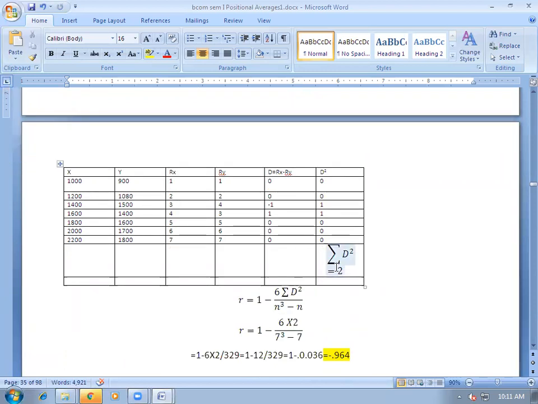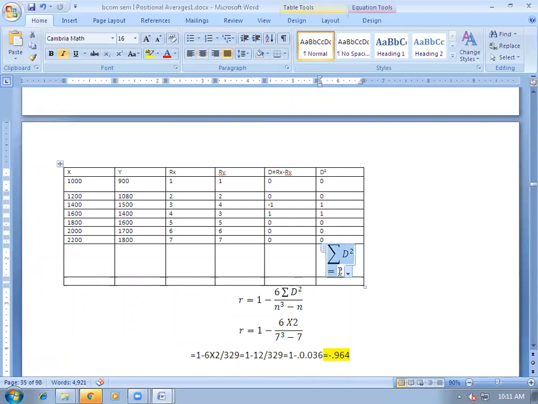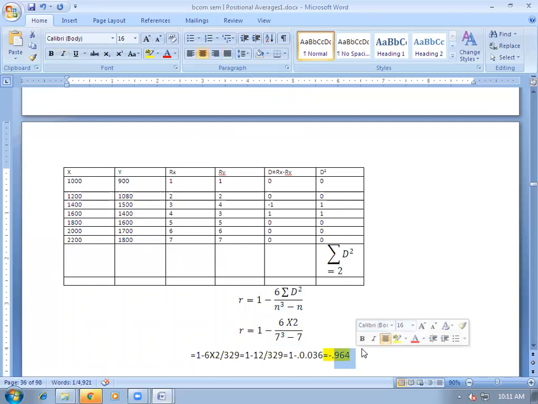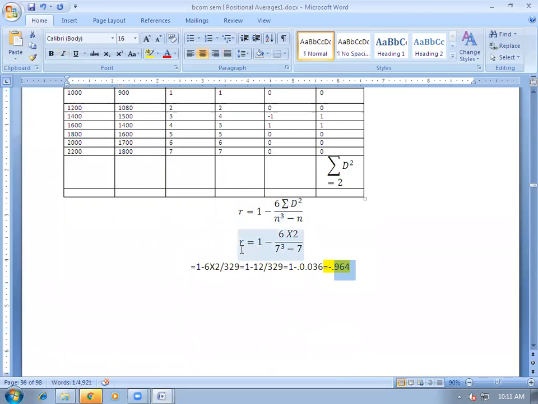Now, substituting the values of sigma D square and N in this formula, we get the coefficient of correlation as minus 0.964, which shows that there is high correlation and it has a negative sign. That means X and Y are negatively related to each other. This is the one example.